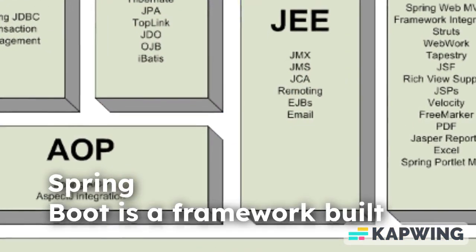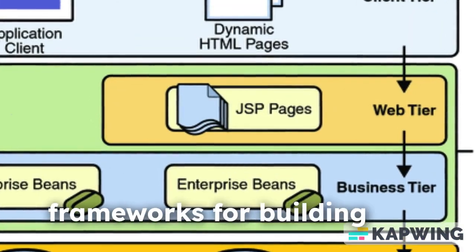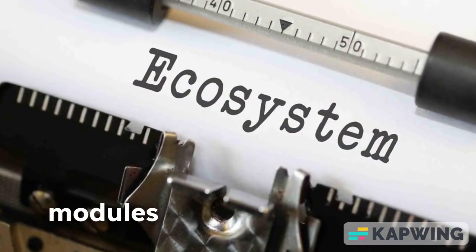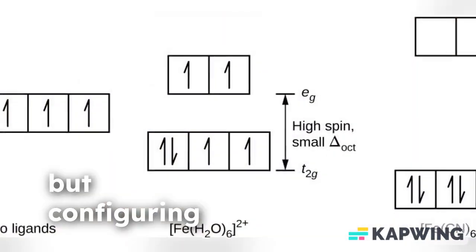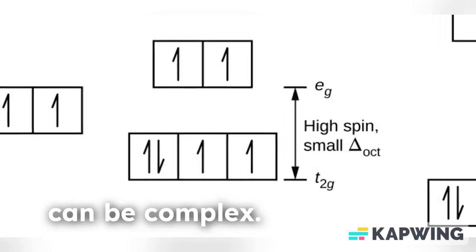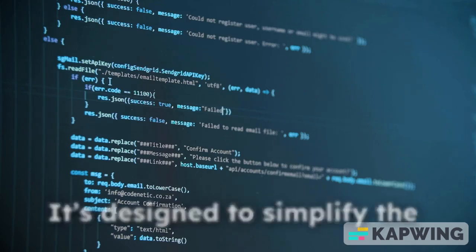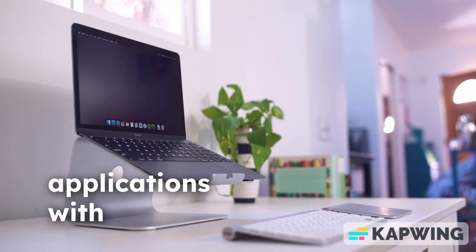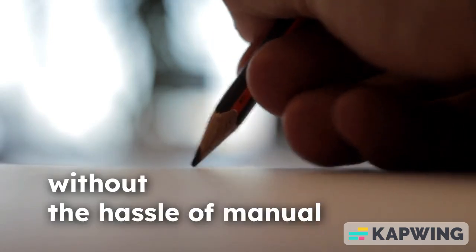Springboot is a framework built on top of the Spring ecosystem, which is one of the most popular frameworks for building Java applications. The Spring ecosystem includes modules like Spring Core, Spring MVC, and Spring Data, but configuring these modules can be complex. That's where Springboot comes in. It's designed to simplify the process of creating standalone, production-grade Spring-based applications with minimal setup. Think of it as a way to get your Spring applications up and running quickly, without the hassle of manual configuration.